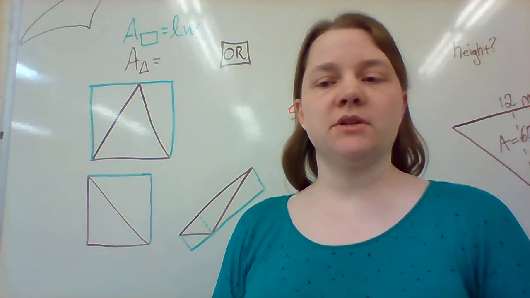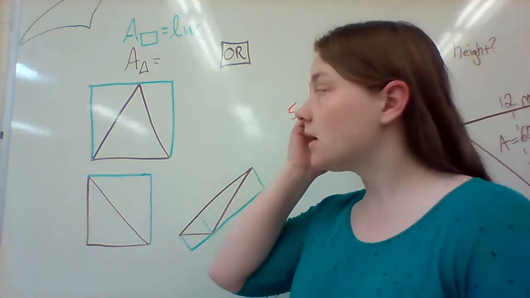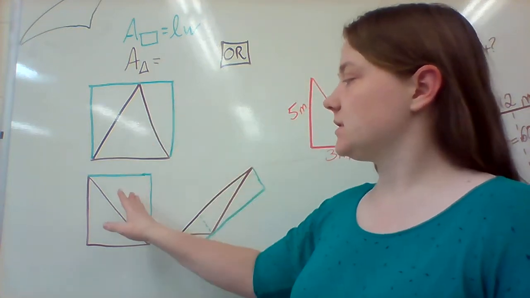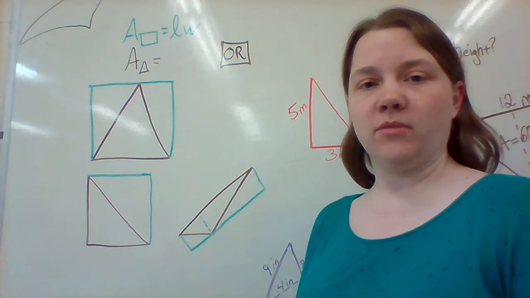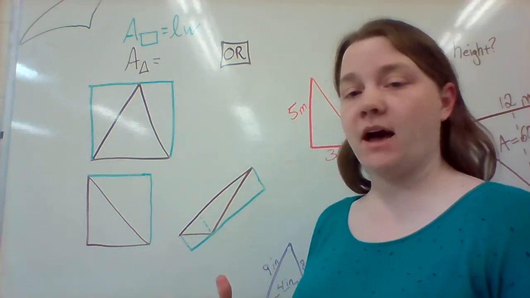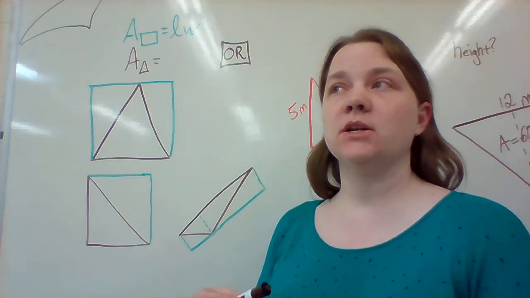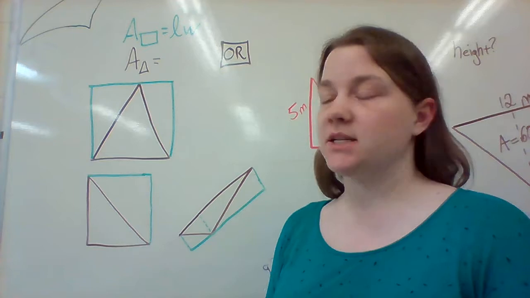This video is going to talk about how to find the area of a triangle. Every single triangle that you could make can be made out of half of a rectangle. So by doubling the triangle, you can create a rectangle.